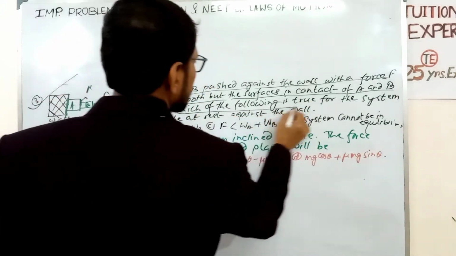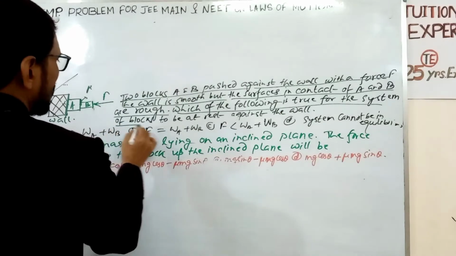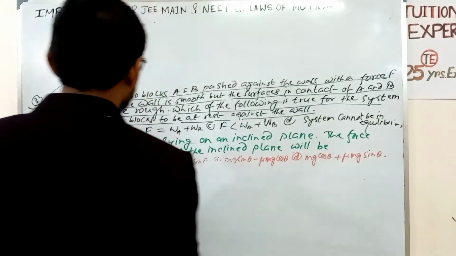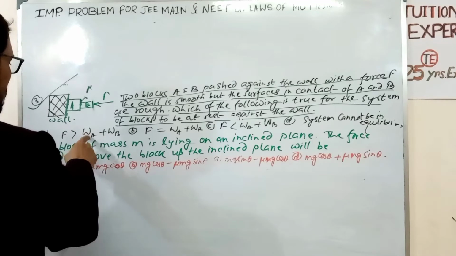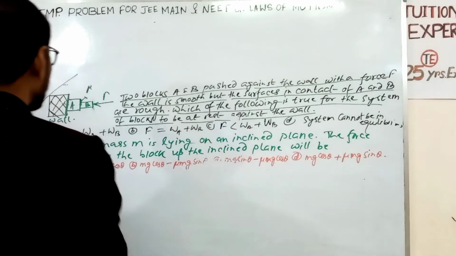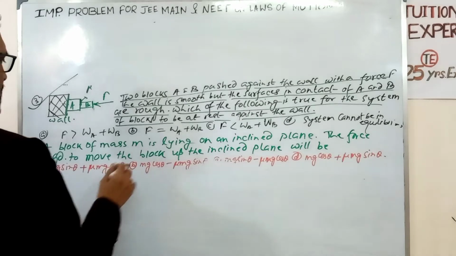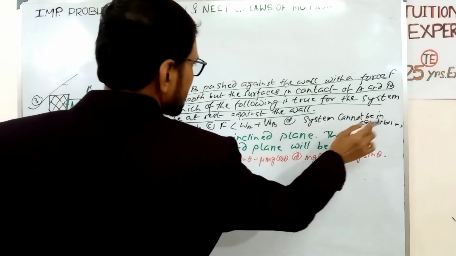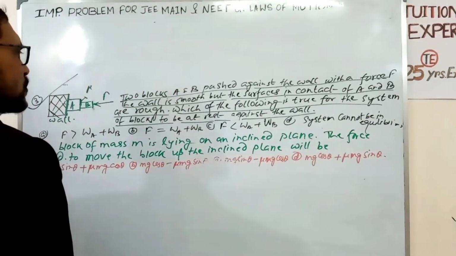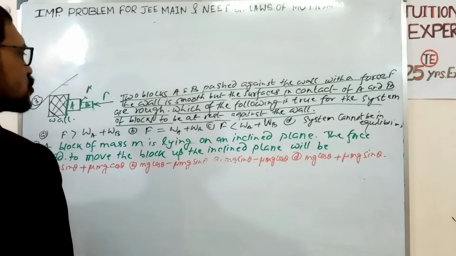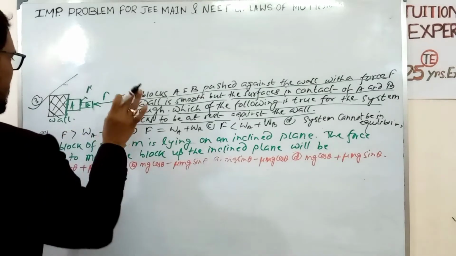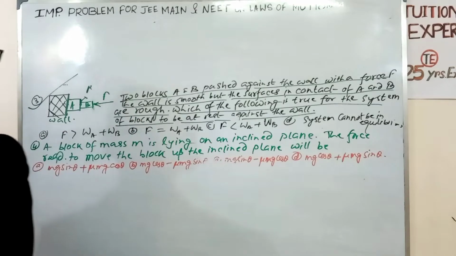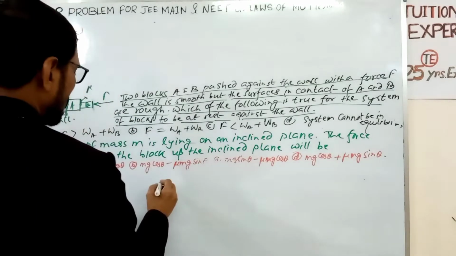Which of the following is true for the system of blocks to be at rest against the wall? That is, force F greater than W_A plus W_B, where W_A and W_B are the weights of the two blocks A and B; F equal to this; F less than this; and the system cannot be in equilibrium. So which of the following is true for the system of blocks to be at rest against the wall? Two blocks will be at rest against the wall for what condition? Now if we draw the free body diagram, this is the wall.